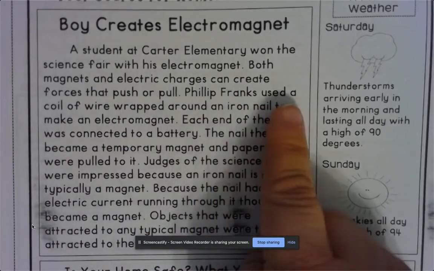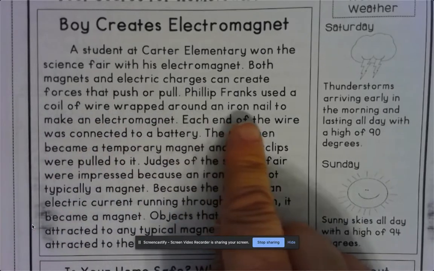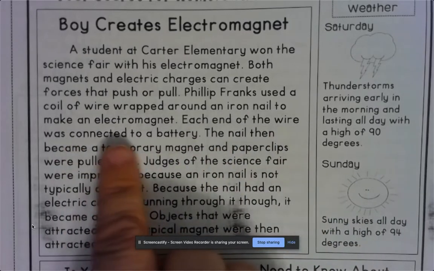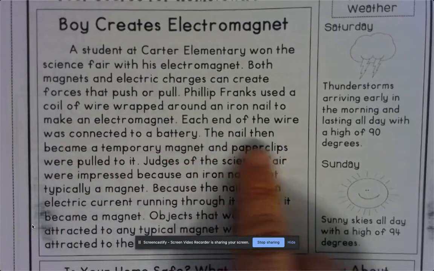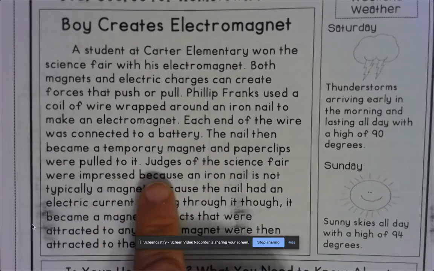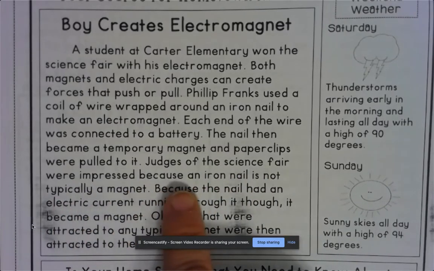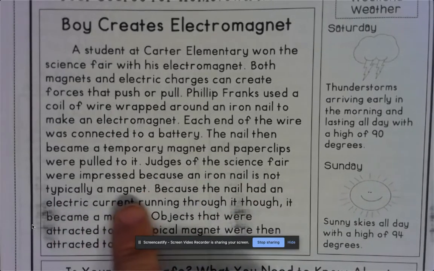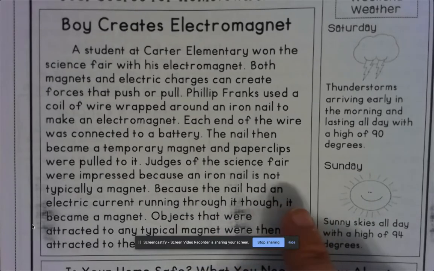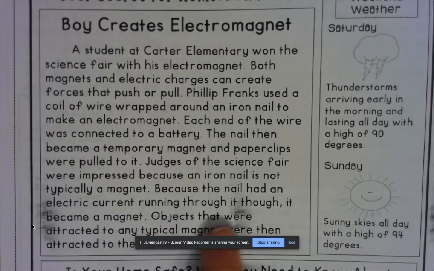Philip Franks used a coil of wire wrapped around an iron nail to make an electromagnet. Each end of the wire was connected to a battery. The nail then became a temporary magnet, and paper clips were pulled to it. Judges of the science fair were impressed because an iron nail is not typically a magnet. Because the nail had an electric current running through it, it became a magnet. Objects that were attracted to any typical magnet were then attracted to the nail.